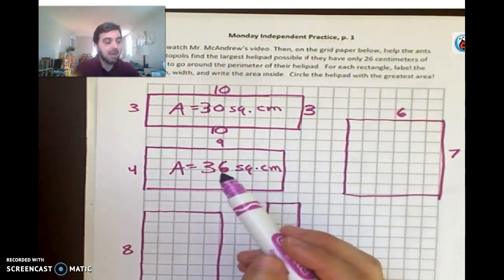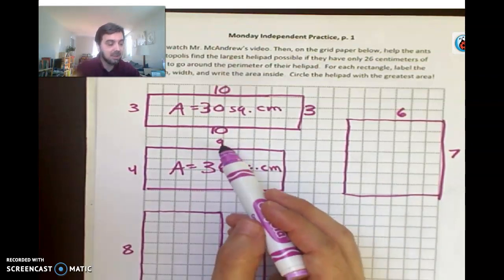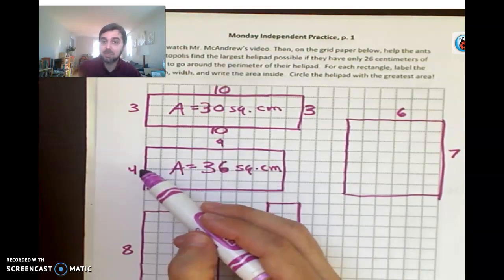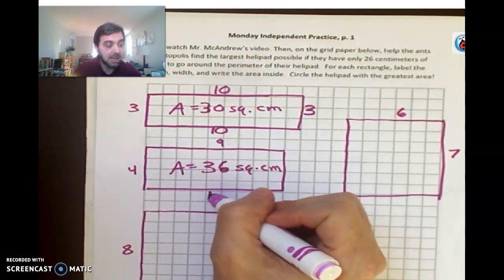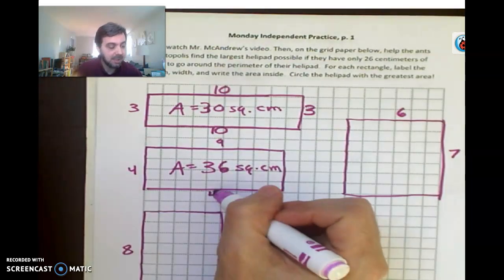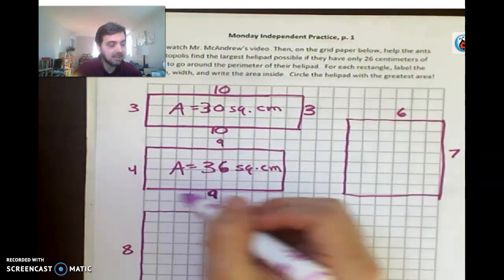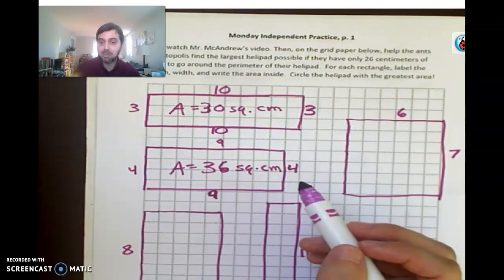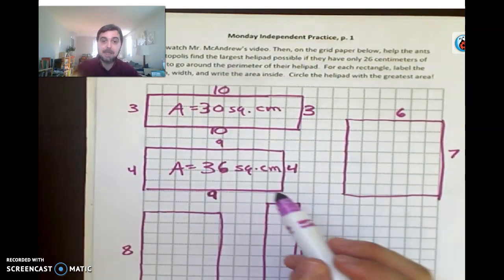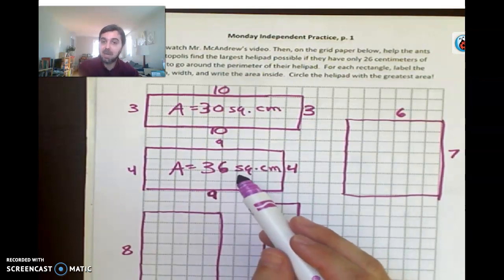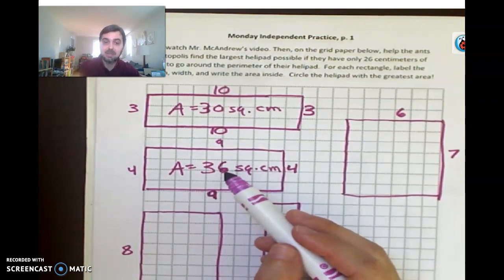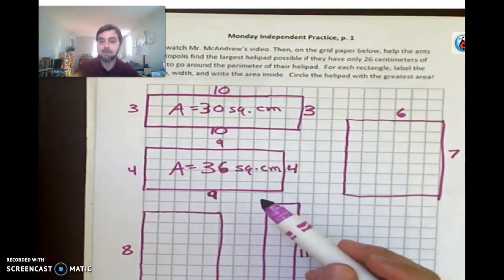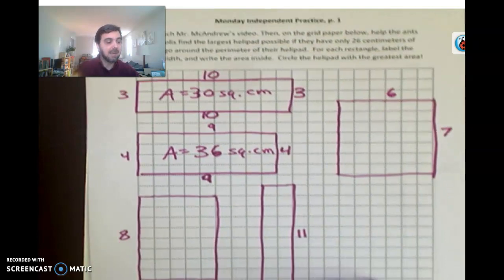This one I found has a length of 9 and a width of 4. Again, 9 plus 4 is 13, and if I double 13, I get 26. If this side's 9, this side's 9, and this side is 4, that perimeter is also 26, so the light can go around it. But the area jumped up from 30 to 36 because 9 rows of 4 is more than 10 rows of 3.